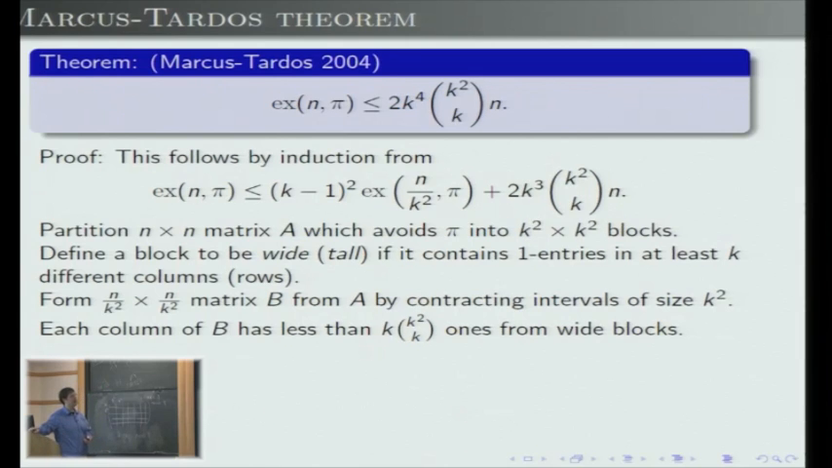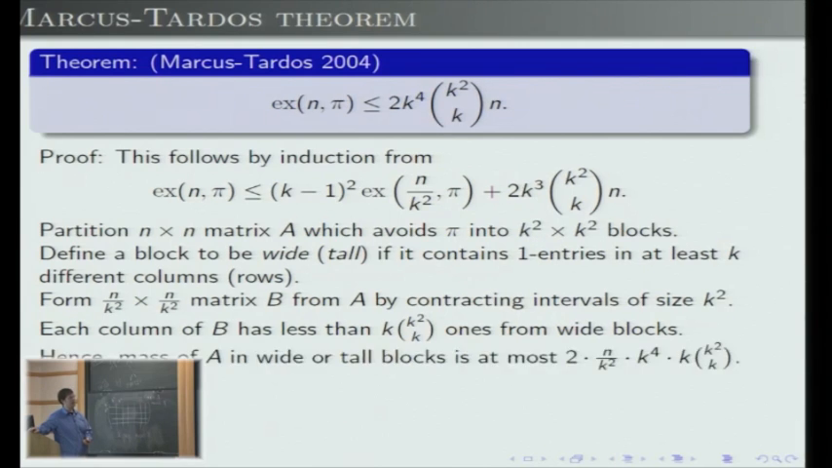Okay, so how many one entries in A can come from wide blocks? In any given column of B, there's going to be at most k times k squared choose k ones in B from wide blocks. Each block in B will have at most k to the fourth ones, because it's k squared by k squared. The number of columns of B is equal to n over k squared. So the product of these last three factors is an upper bound on the number of ones in A that come from wide blocks.